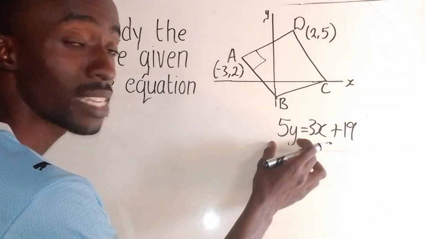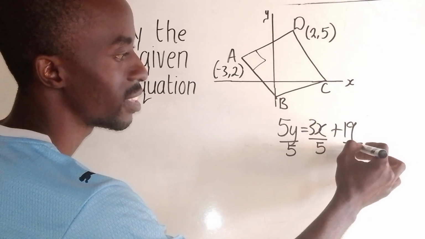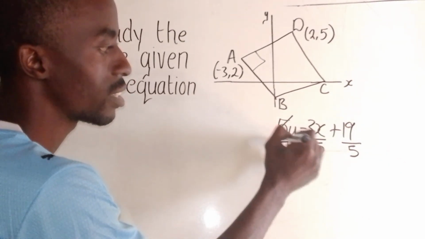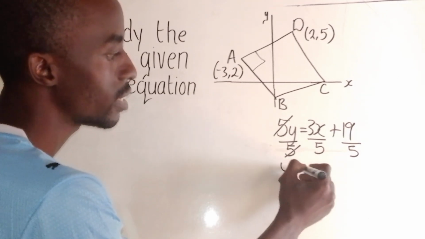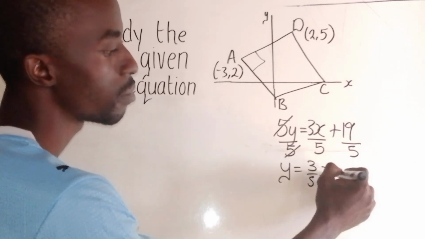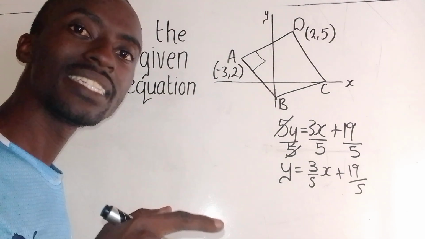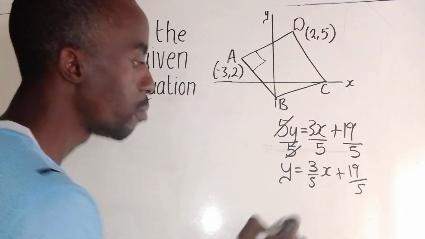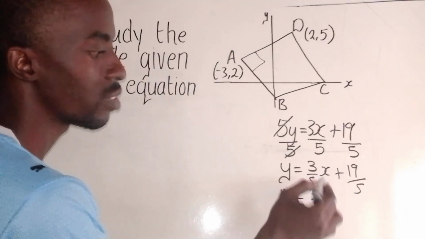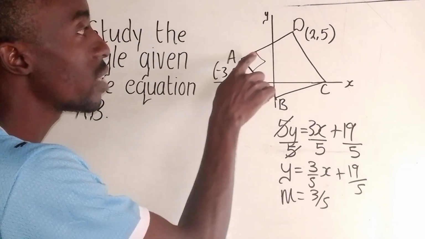So now, we need to find the gradient for this one using this equation. You just divide by 5, even there by 5. This 5 which is here, you divide it here, even there, you cancel out. So now it is y equal to 3 over 5 x plus 19 over 5. Now remember, the gradient is the coefficient of x. So the gradient is equal to 3 over 5. Now this gradient is for AD.